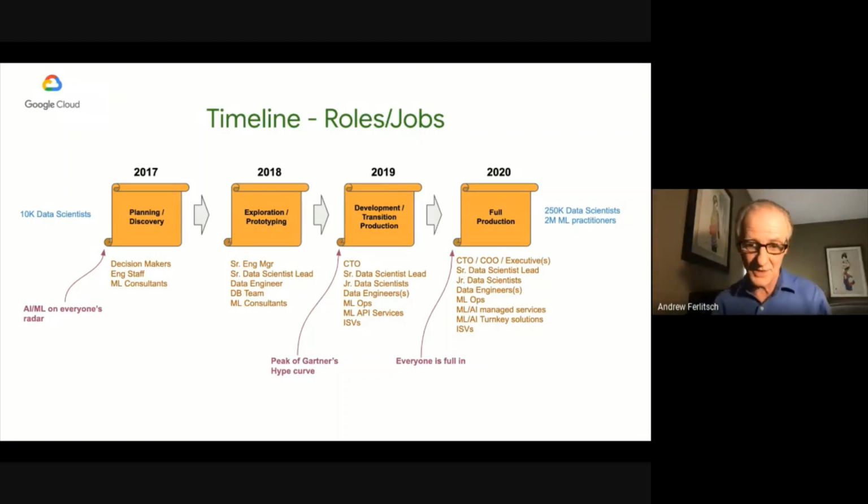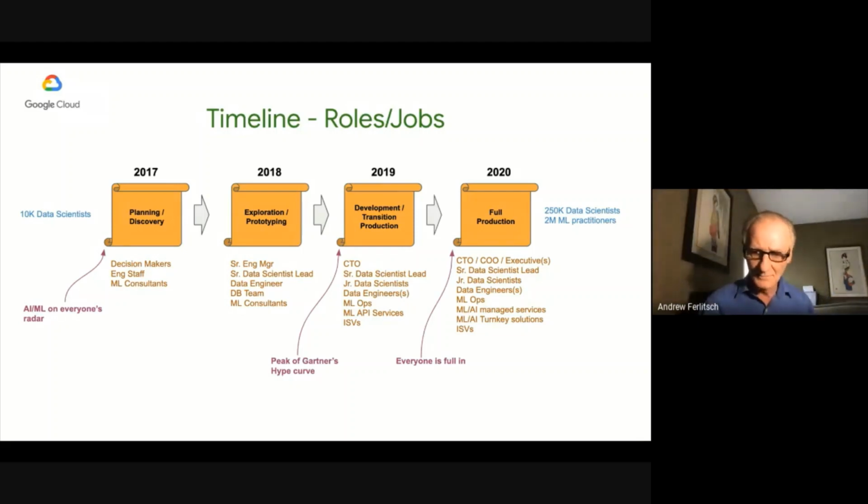2019 was really an interesting year for the enterprise size companies. They're in full development and they're transitioning into production, and some of them actually went into full production. And again, you see an expanding set of roles. The chief technical officer, by now you're expanding the data scientist team with junior data scientists, bringing in more data engineers, bringing in ML operations, which is sort of the equivalent of DevOps, but for machine learning, and starting to use these third-party ML API services and working with integrated system vendors.